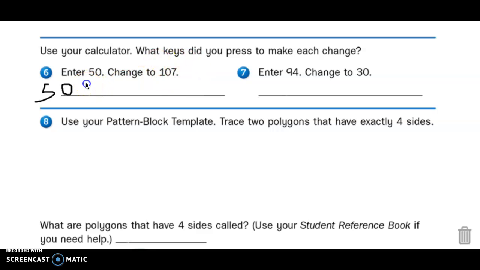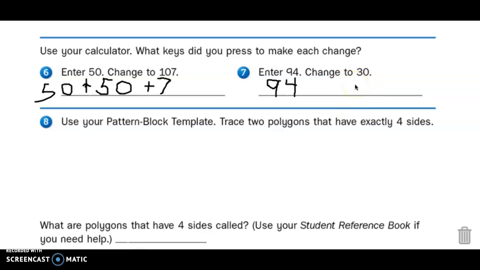So in my calculator, I would push the addition button, the plus button, and I would add 50, and that would give me 100. And then how much should I add to 100 to get to 107? I would push my plus button again, and I would hit 7. And if you're following on your calculator, you should have 107. Okay, now for the next one, I start at 94. I want to change it to 30, so I want to end up with 30.